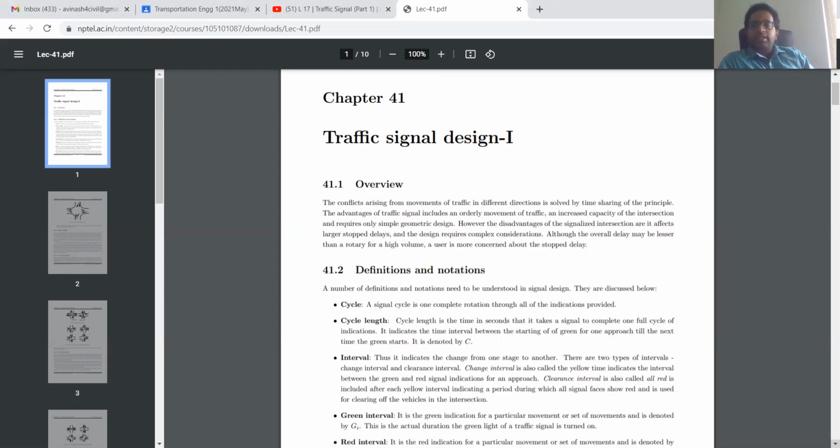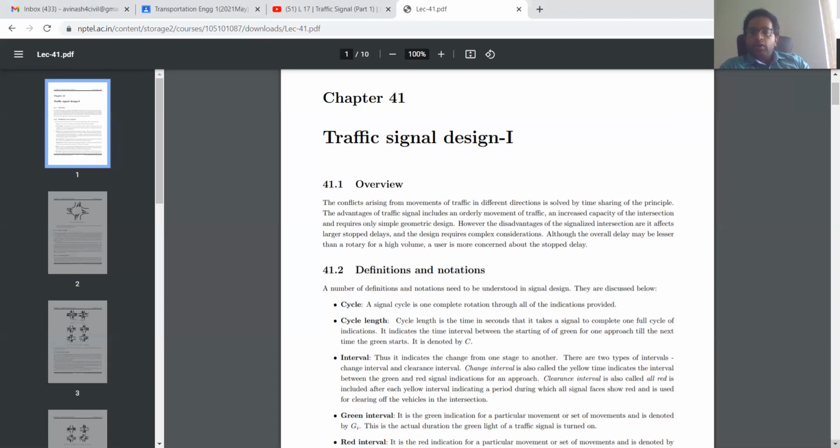Next one is interval. From one stage to another, okay? From one stage to another, what is the change? The change from one stage to another is indicated by the term interval. The interval can be classified into two types. One is the change interval and the other one is the clearance interval. What is the difference between change interval and clearance interval?